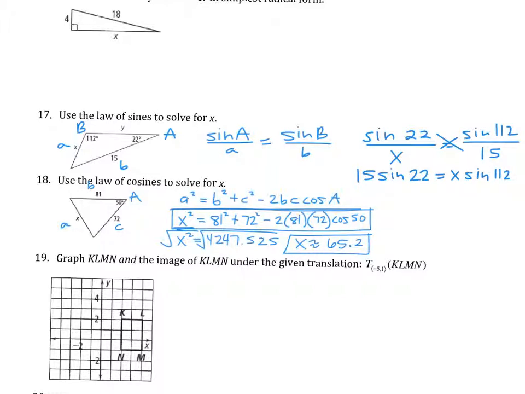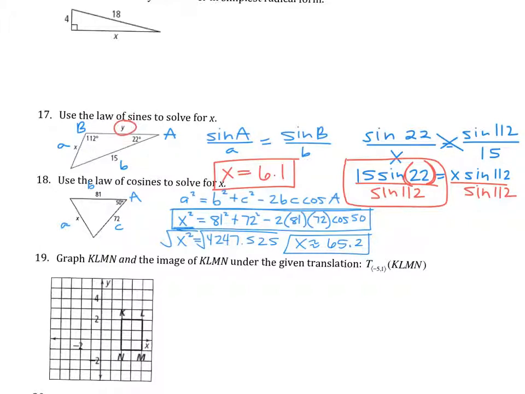These were the ones that you had to be a little bit careful how you plugged them in, because your calculator is going to start a parenthesis here. You need to make sure you end it here before you divide by sine 112. Okay, so you can plug that into your calculator as long as you keep your parentheses there. So 15 sine 22 divided by sine 112, and that comes out to 6.1, which was all you had to solve for on this one. I know there's a y there, but it just said use the law of sines to solve for x. So, anything else? Yeah, Piper. Yes.